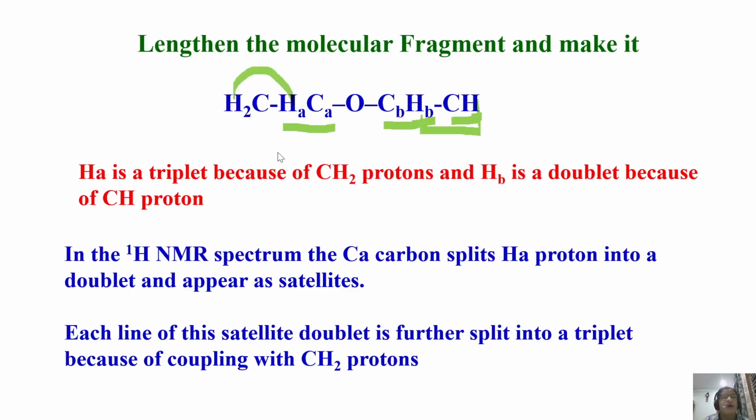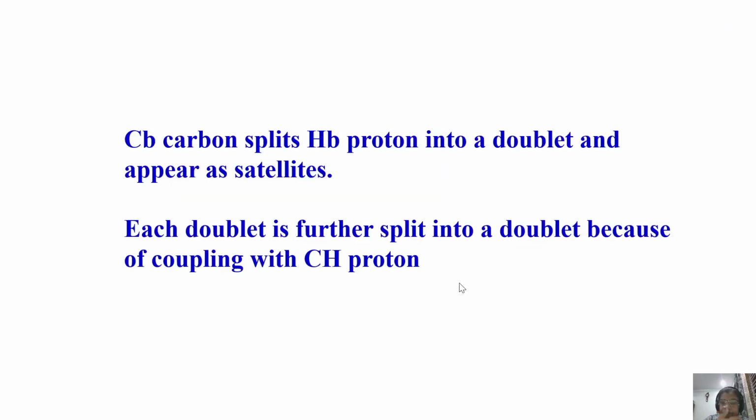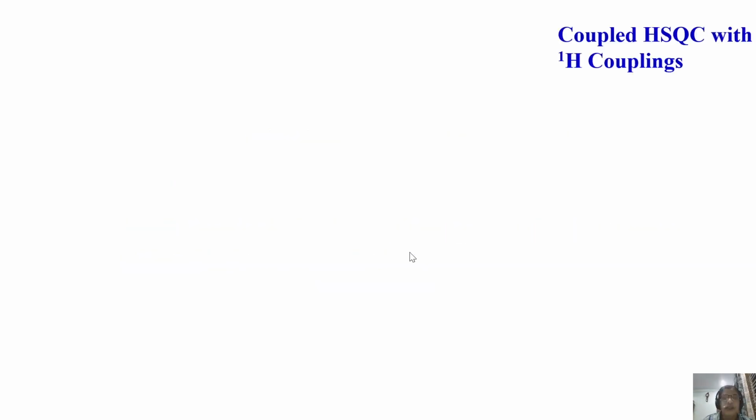Now let us see how the HSQC spectrum appears in a molecule of this type. So as I said again, carbon B splits into a doublet and appears as satellite. Each doublet is further split into a doublet because of the CH proton. That I just now discussed. Now carbon B, as I said, splits into a doublet because of proton B, and each line of these satellites is split further into a doublet because of its coupling with the CH proton. That's what we know from the 1D spectrum.